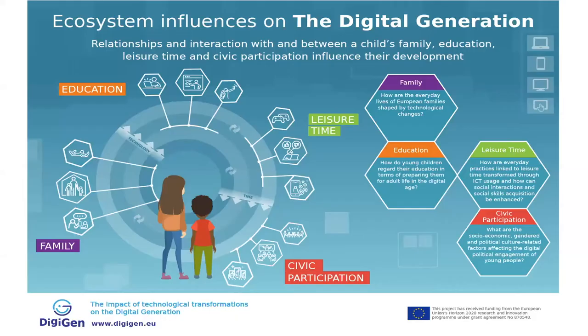Our framework is then conceptualized into this infographic, looking at how the ecosystem influences the digital generation. So in other words, the relationships and interactions with and between a child or young person's family, education institutions, leisure time, civic participation, and how these influence children's development. What's important to look at in this infographic is these different ecosystems, but also the way in which technology crosses across all these different systems, but also the aspect of time.